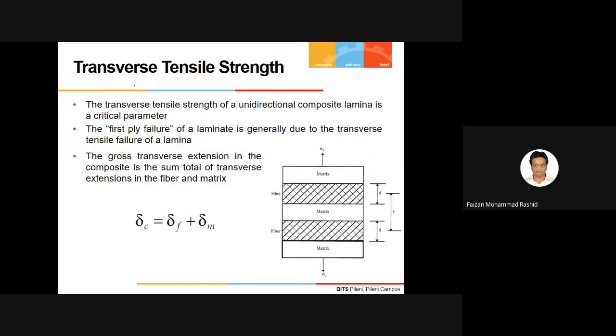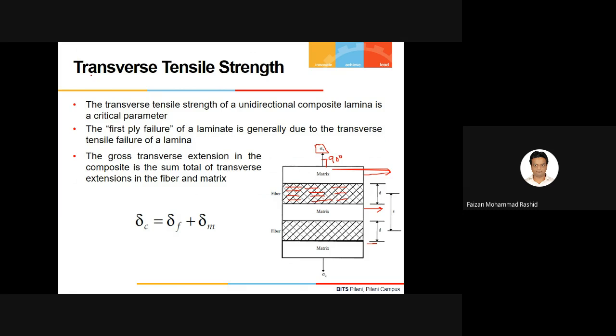Now, transverse tensile strength. You see here, the fibers are like this, and the matrix is there, but instead of loading in this direction, I am loading in this direction, at 90 degrees. I tell you this repeatedly in every class: longitudinal means along the fiber length, and transverse means perpendicular to the fiber. Though they have shown the fibers like this, you have to assume the fibers are like this.